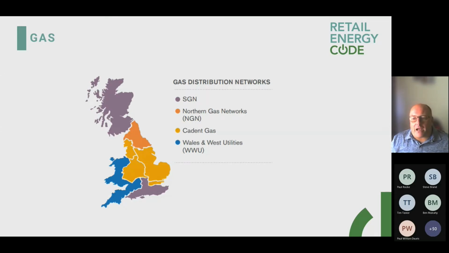Now, if you notice, I haven't included Ireland in this, and there is a specific reason for that. Ireland is under its own governance, under a separate organisational structure. So for the purposes of today and what we're going to be talking about with the REC, Ireland is excluded. So if you want to move on, Millie, please.